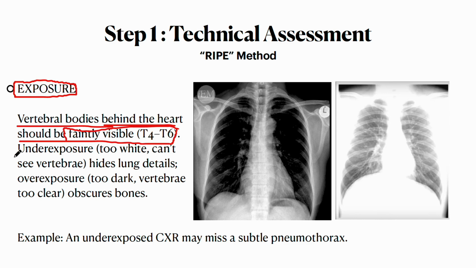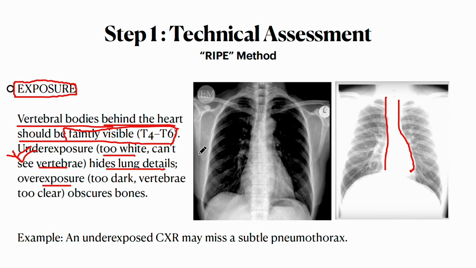But if there is underexposure, which is too white, you can compare it with a photo you take from a mobile phone, right? If it is too white, you cannot see the vertebrae. You cannot see any vertebra here, you cannot count or see any vertebra. So that is an underexposed case, and it hides lung details, right? So that is why this is a problem.